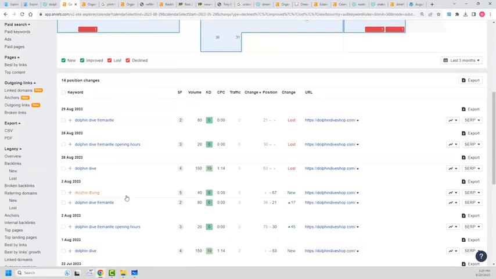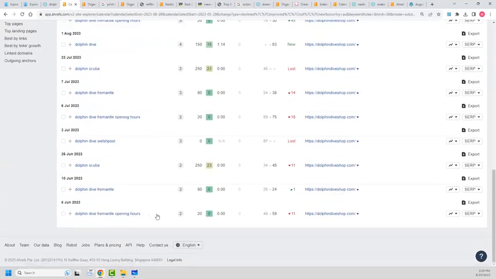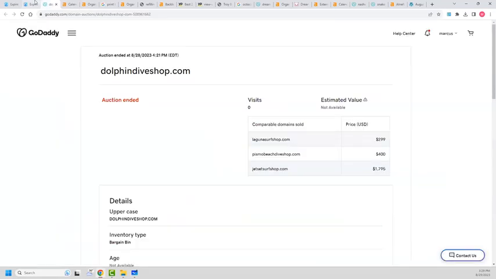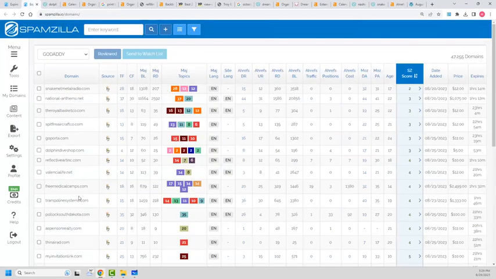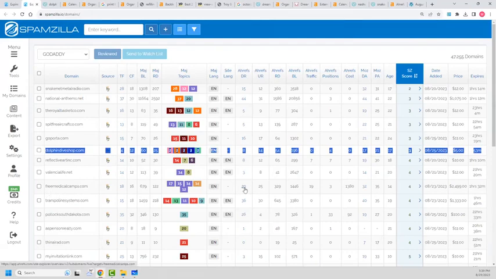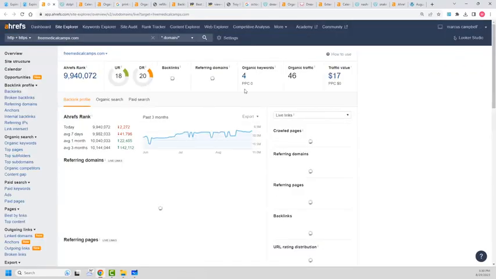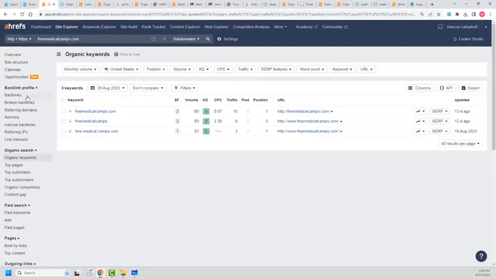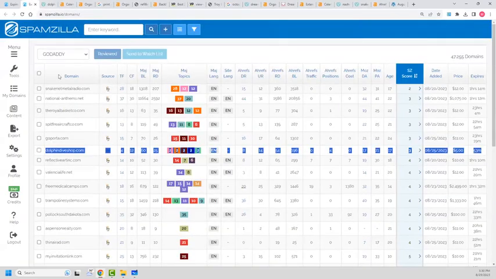So dolphin dive. If this was loaded with stuff about like how to scuba dive, then I'd be all over it. But I'm not really all over that one. See that's what I was talking about with the date and time, because that said it was still available 53 minutes and it's not. Okay, so we got free medical camps. Okay, $2,400, $2,500. Let's see. So far it's a no. Yeah, this is completely not worth it to me.